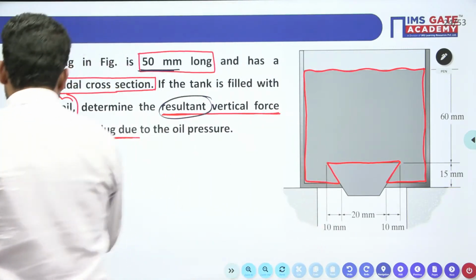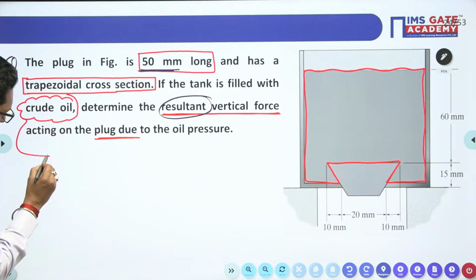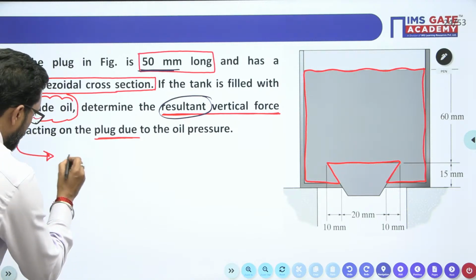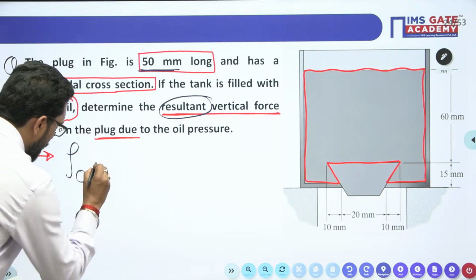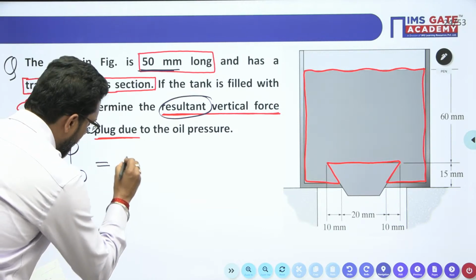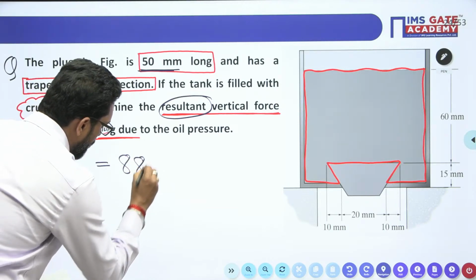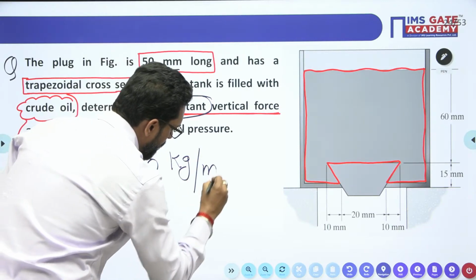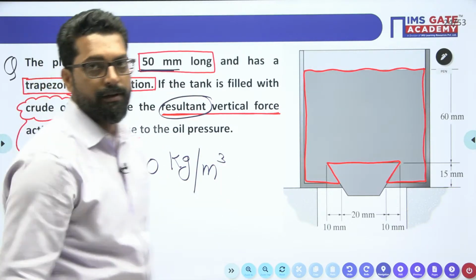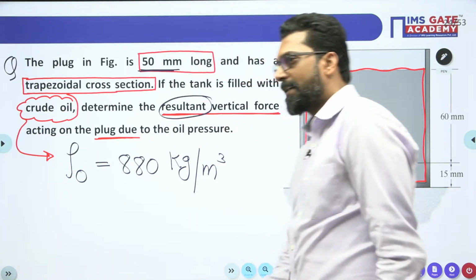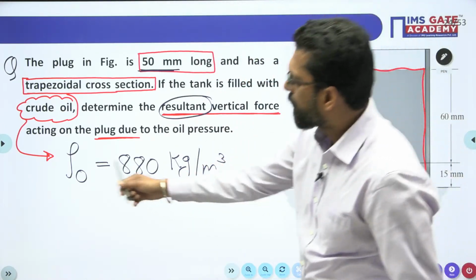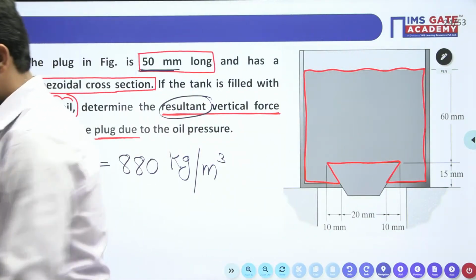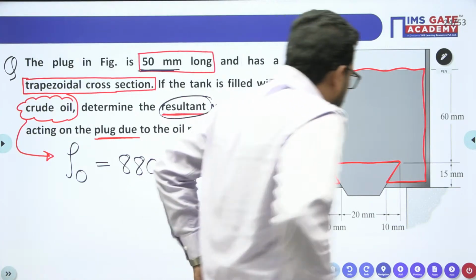See, the density of the crude oil is given in the question. The density of the oil is given as 880 kg per meter cubed. The data is given, no problem. Density of crude oil. Now, how to find it? First of all, how to find it, beta?